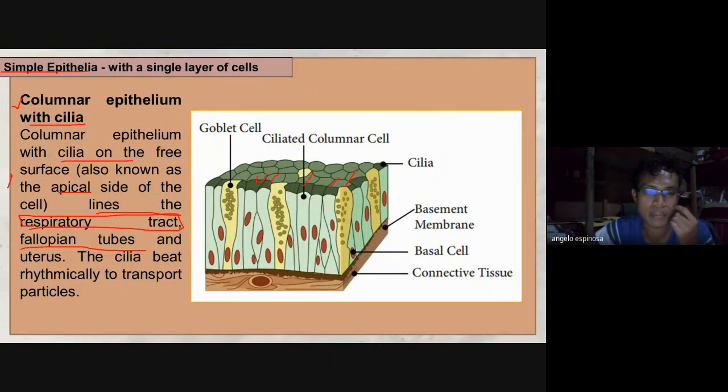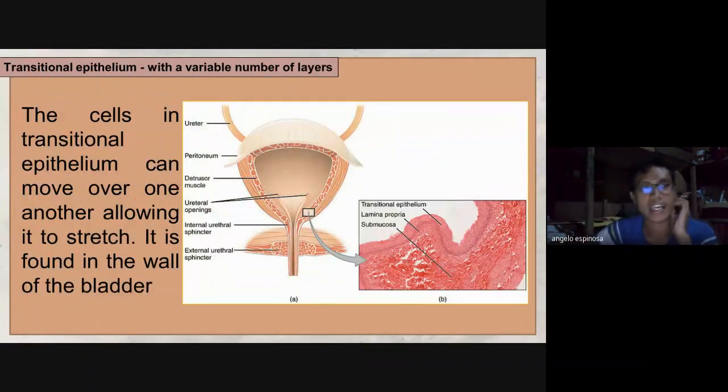The cilia beat rhythmically to transport particles, beating like 1, 2, 3, 1, 2, 3. At least you know that. It depends on the flow of liquid in the fallopian tube.